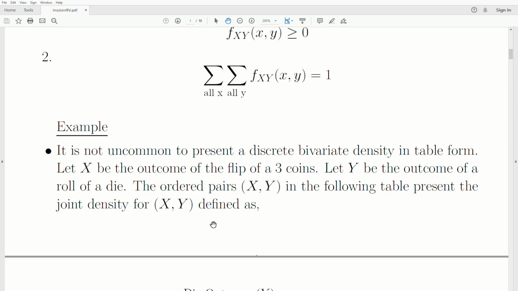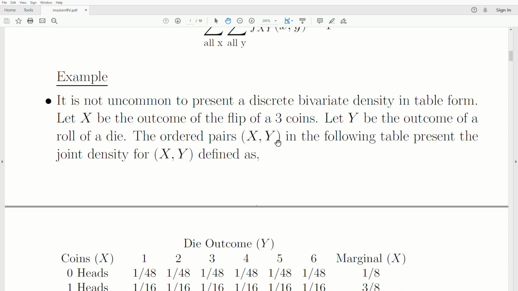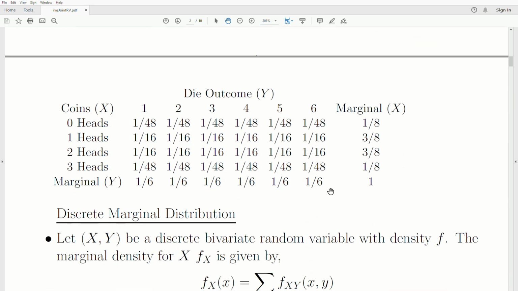Now here's a simple example. It's not uncommon to present a discrete bivariate density in table form. Now let X be the outcome of the flip of 3 coins. Let Y be the outcome of the roll of a die. The ordered pairs (x, y) in the following table present the joint density for X and Y, defined as this.